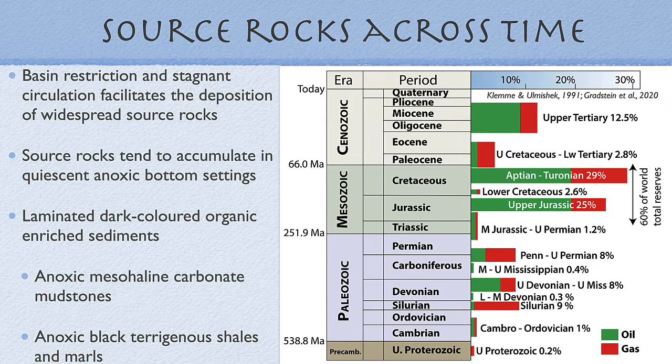So what this chart clearly shows is there are particular settings and particular times in the past which are more prone to allow organic enriched sediments to accumulate. And these periods are typically associated with periods of marine anoxia or with highly restricted basinal settings where anoxia develops on the floor of those sumps.